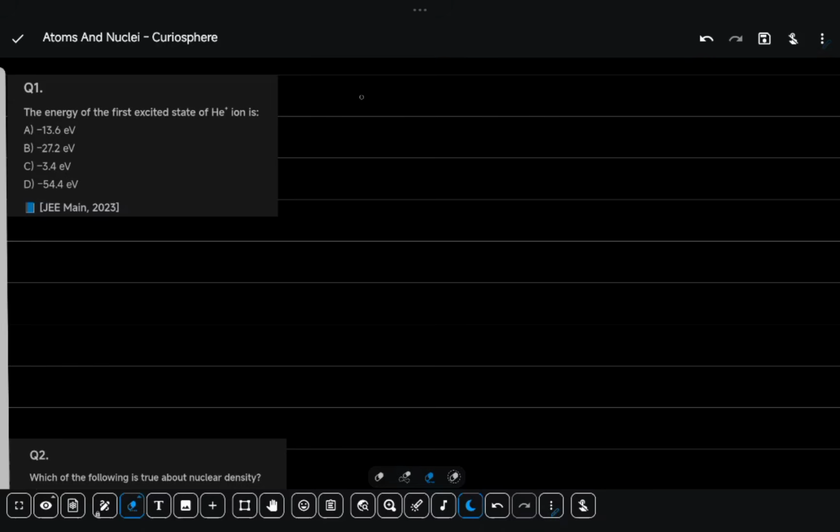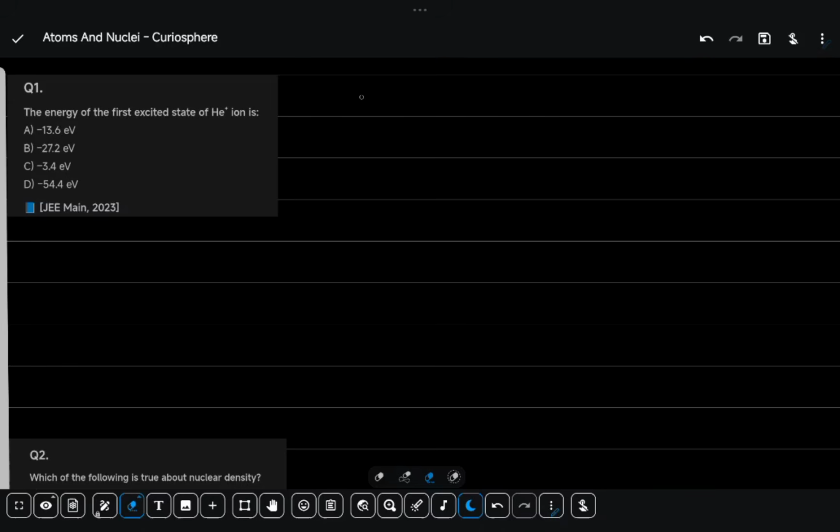Okay. I have taken mostly PYQs from various exams like JEE, NEET, Olympiads as well. So we will go through them one by one. Okay. Now come on. First question. The energy of the first excited state of helium plus ion is.